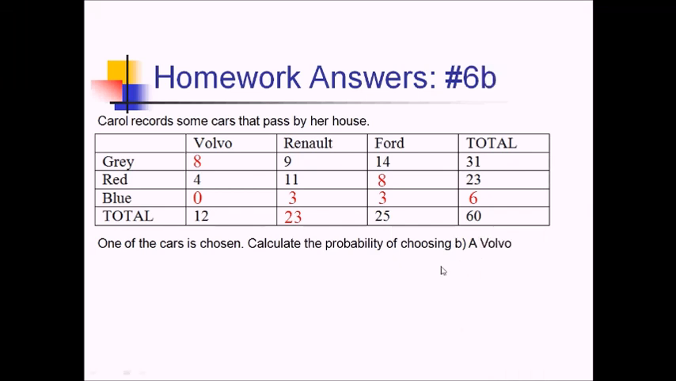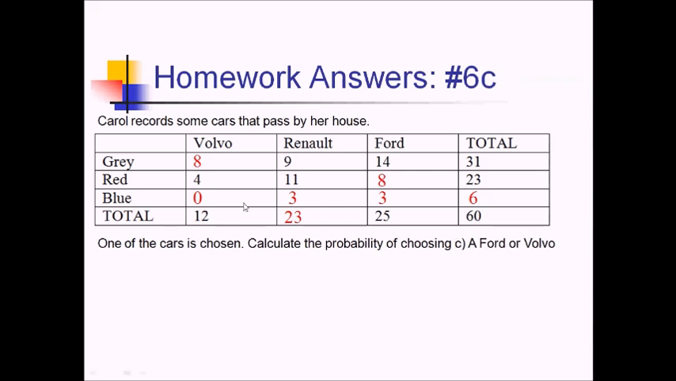For part B, one of the cars is chosen. We want the probability that it's a Volvo. So again, we're looking at the whole group of cars, 60, because it said one of the cars. And how many of those are Volvos? We have 12 of those. So 12 out of 60 is our Volvo probability. That's actually 1/5 or 0.2.